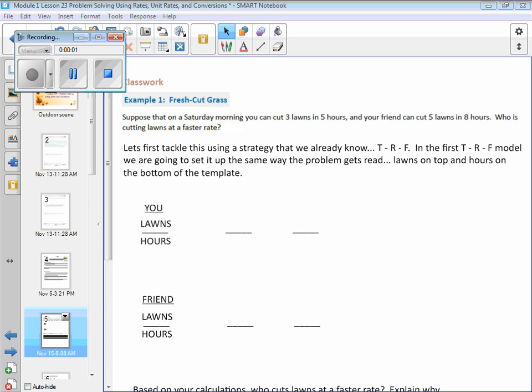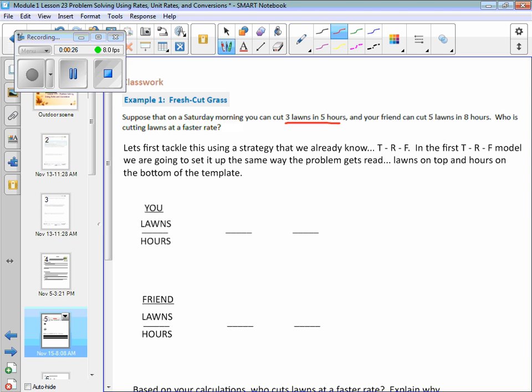The whole purpose of this page and the next page in your book is to show you that you can solve for a unit rate for hours and also solve a unit rate for lawns. So what I want you to do is read example 1, fresh cut grass, get the gist, and then we'll come back and talk. Your VIPs for this first example are the two ratios that they give you: 3 lawns in 5 hours, that's you, and the friend can cut 5 lawns in 8 hours.